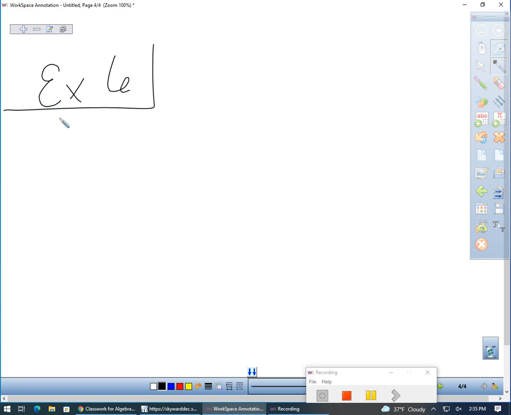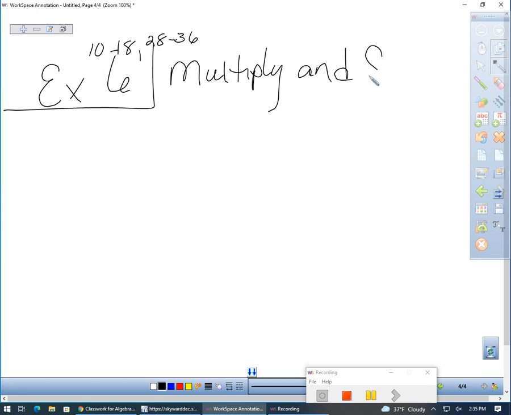All right, so example number 6. This, again, is what you are doing for 10 through 18 and 28 through 36. So both sections are where you're simplifying it. Okay, and it just says to multiply and simplify.